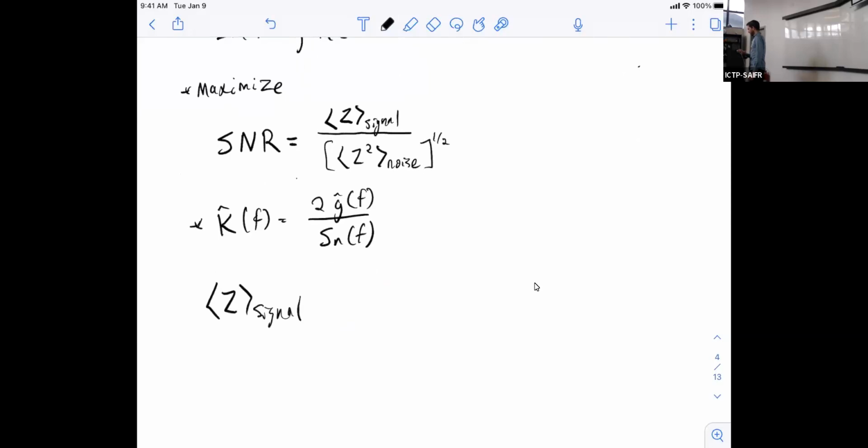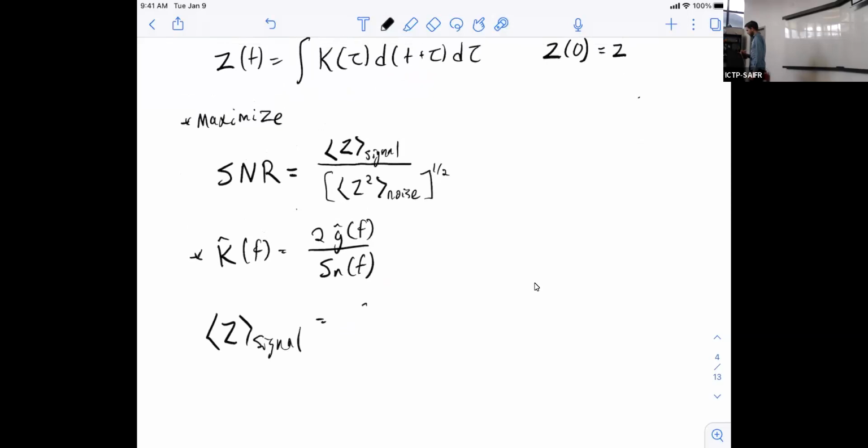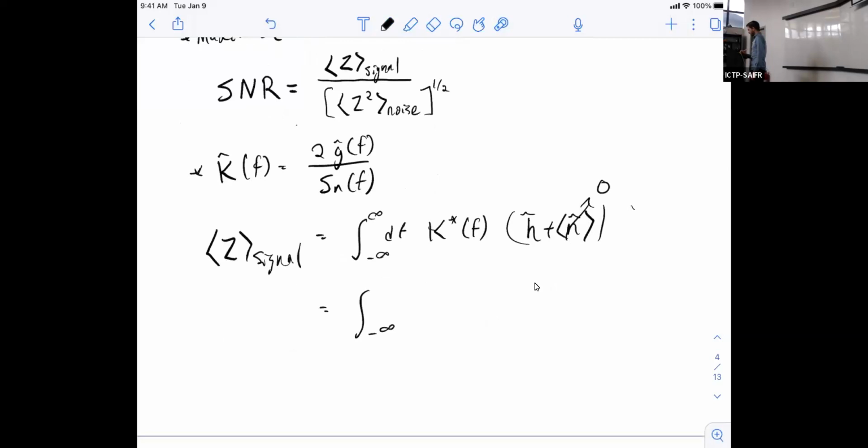If I come up here and plug this in, if I move from time to Fourier domain, I'm going to have to take the multiplication of the complex conjugate of the filter. We take the convolution, and convolutions in time domain become multiplications in Fourier domain. So I have K star times the ensemble average of H plus N. Now, the ensemble average of H, there's nothing random about that, so I'm just taking the ensemble average of N. But the ensemble average of N, we already have, is zero. And so this is just going to be the integral from minus infinity to infinity, plugging in my expression for K, of G star, factor of 2 comes outside, H tilde over Sn.